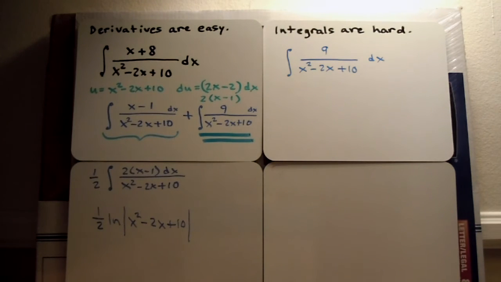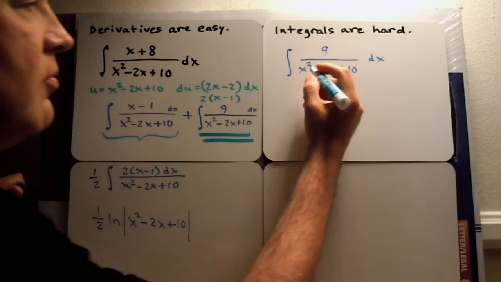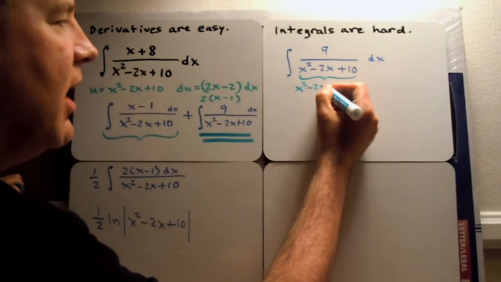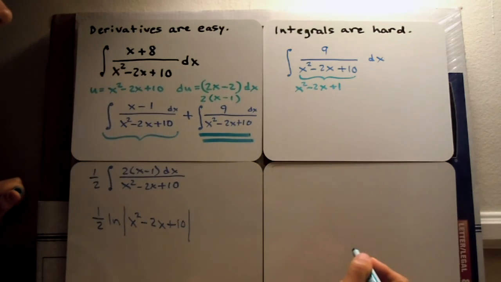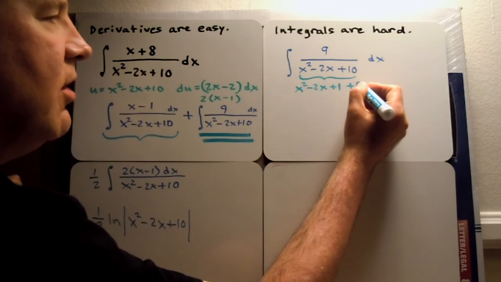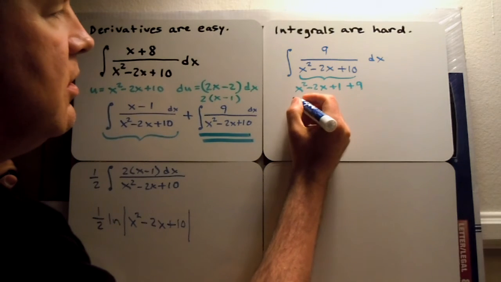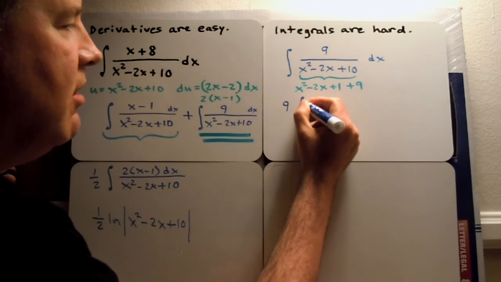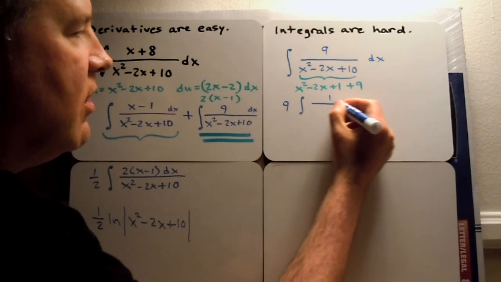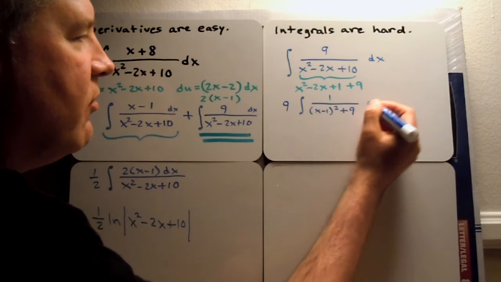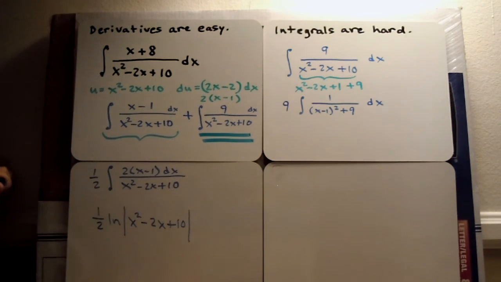However, maybe there's something else we can do. Maybe what we can do is complete the square. X squared minus 2x plus 1 would complete the square. And then consider that we would have a plus 9 in order for that to be plus 10. And so we can rewrite that as, we'll write the 9 on the outside, 1 over x minus 1 squared plus 9 dx.